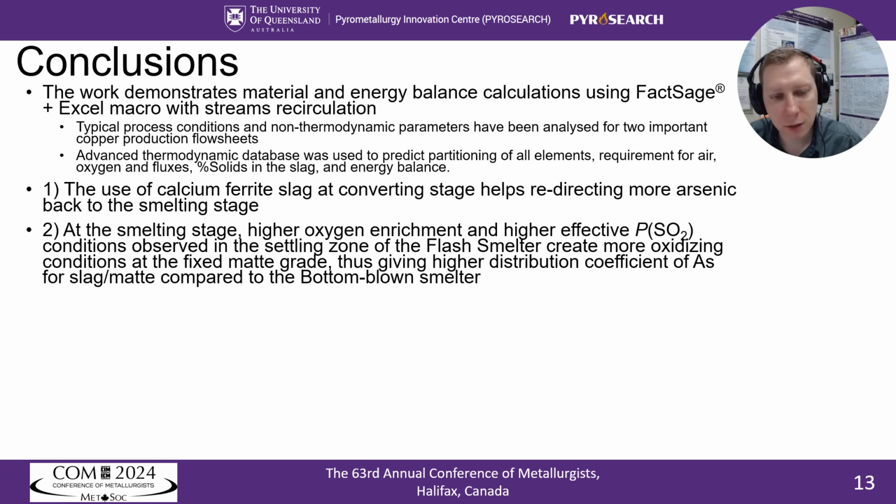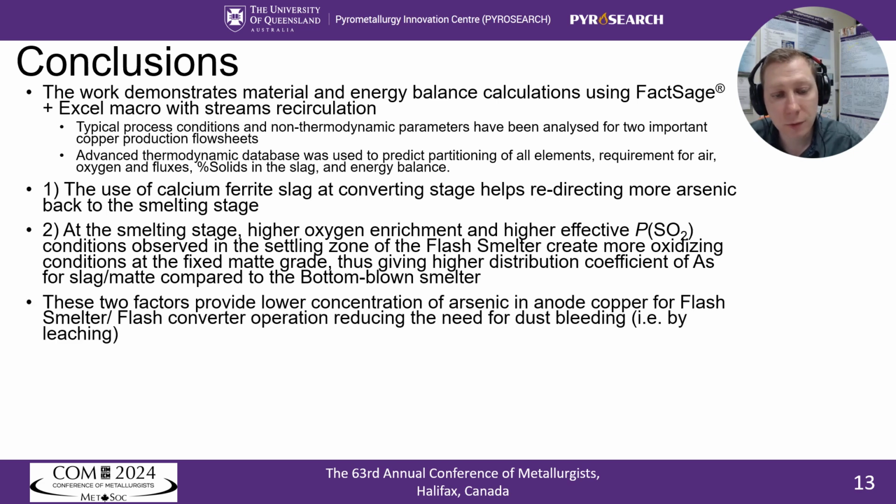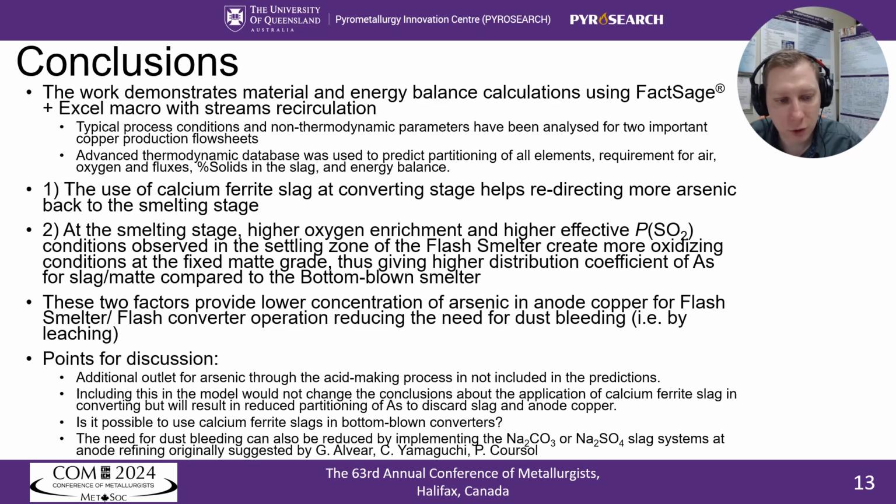At the smelting stage, higher oxygen enrichment and higher effective PSO2 conditions observed in the settling zone of the flash smelter create more oxidizing conditions at the fixed matte grade, thus giving higher distribution coefficients of arsenic for slag-matte compared to the bottom-blown smelter. These two factors provide lower concentration of arsenic in anode copper for flash smelter, flash converter operation, reducing the need for dust bleeding, for example by leaching.